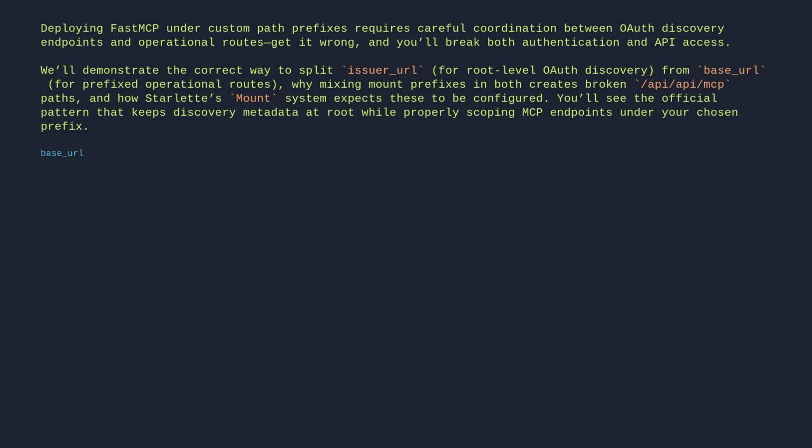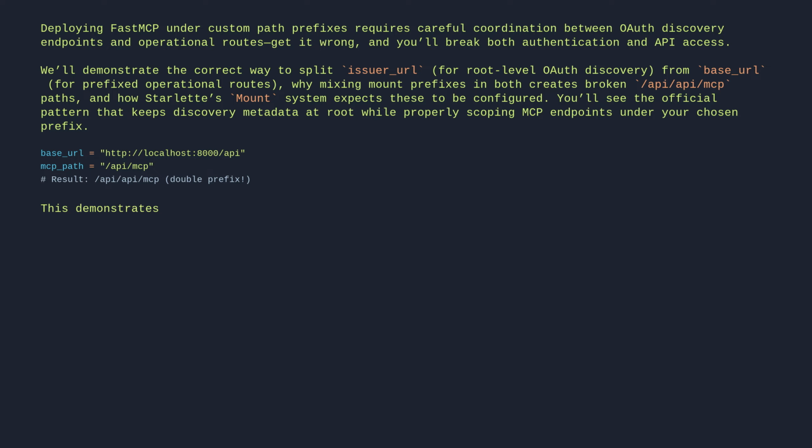Base URL: http://localhost:8000/api. MCP path: /api/mcp. Result: /api/api/mcp, double-prefix.